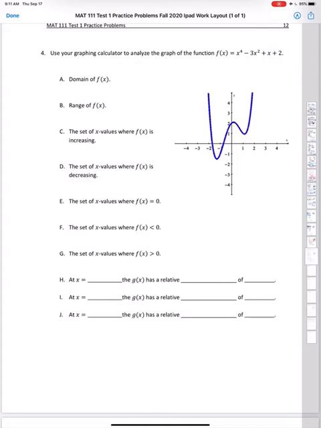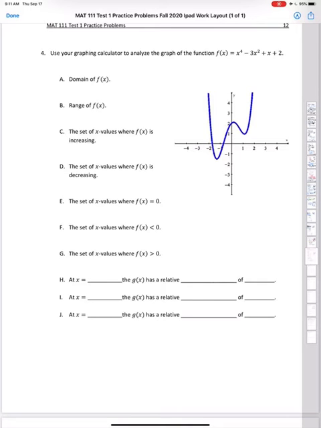Let's take a look at our next function here on this example as we're continuing analyzing function graphs, talking about relative extrema, finding our turning points, our relative mins or maxes, and then, of course, increasing and decreasing intervals, looking at function values, looking at domain and range. So that gives us some characteristics of our graph.